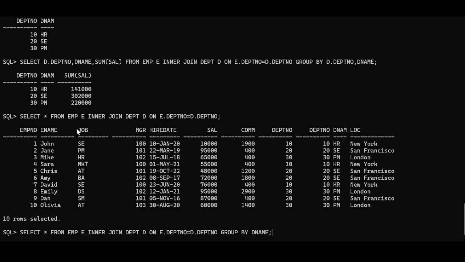In our table, I have taken the job as the department name column. The grouping by expression should also use job. After the grouping by, I am using job, and I will just ask for the count.